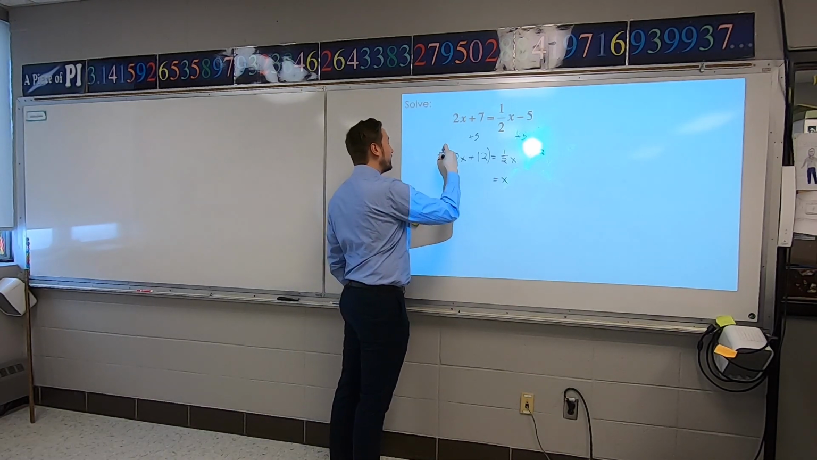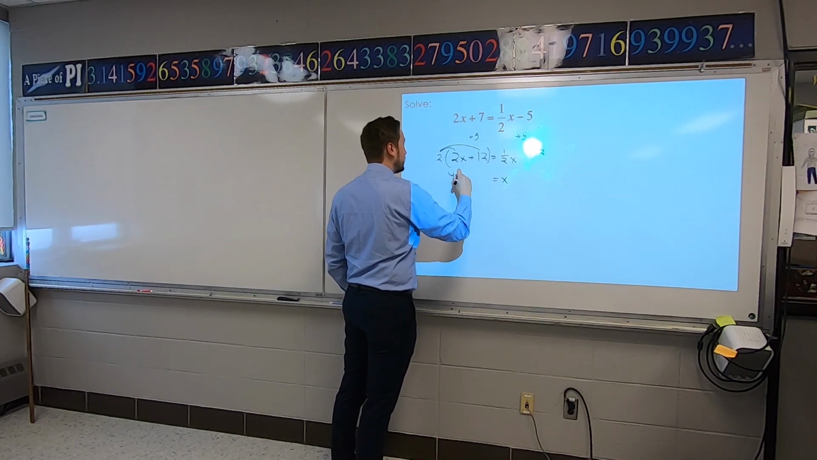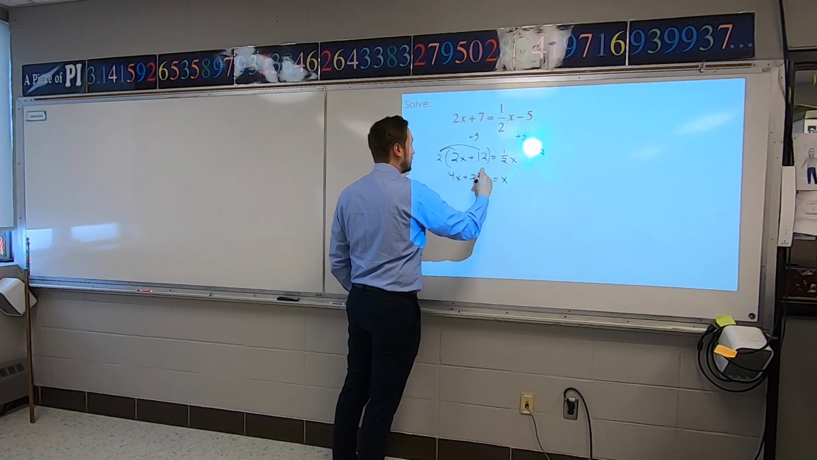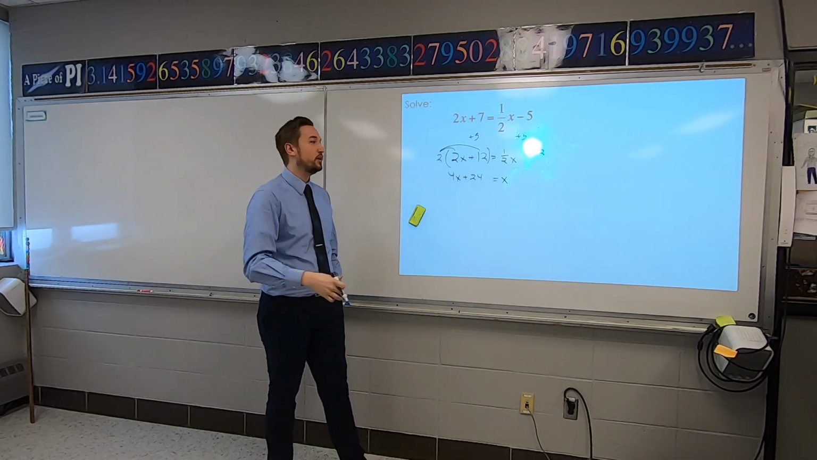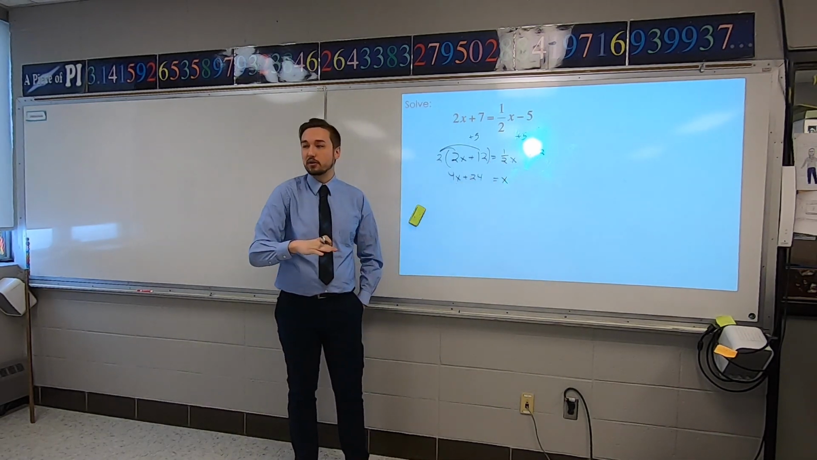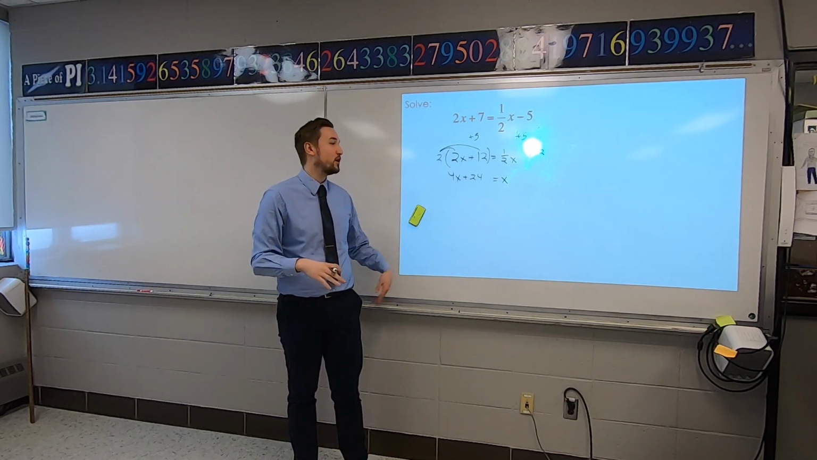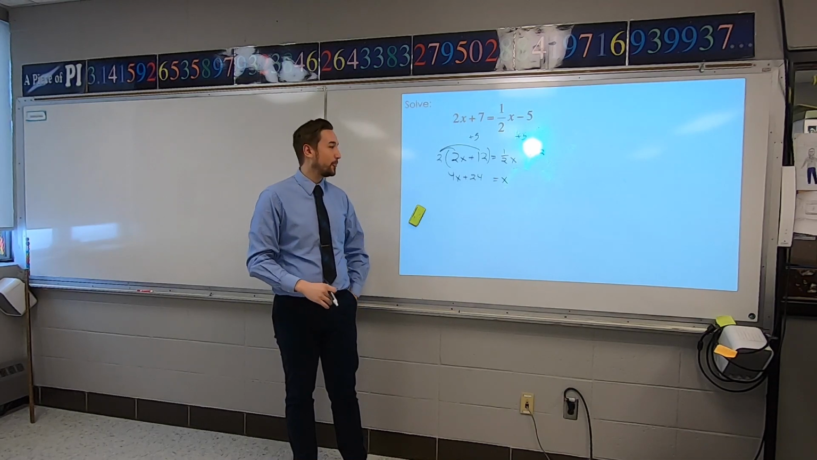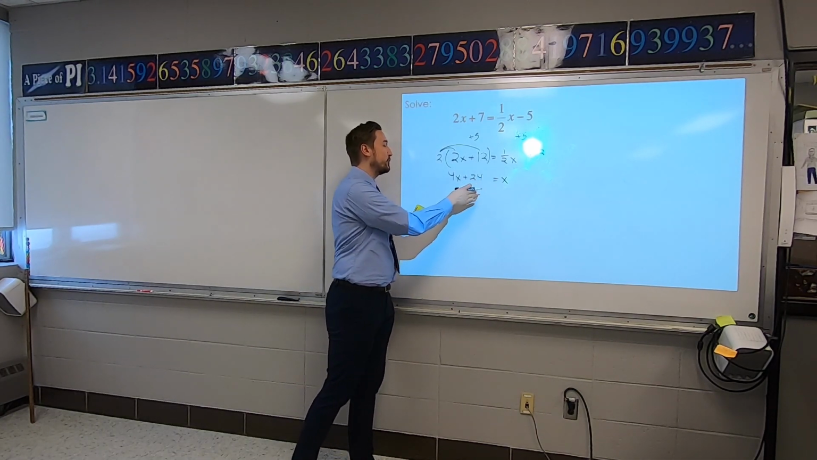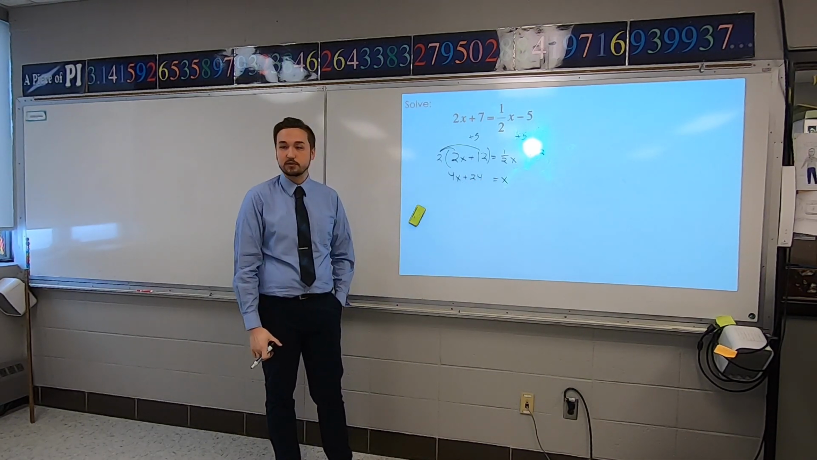So now we have 2 times 2x plus 12, and we can just distribute. So 4x plus 24 equals x. With that step right there, we don't have fractions in our problem anymore. It's going to make our problem overall easier to deal with. So what do we do from here? Now we have 4x plus 24 equals x.